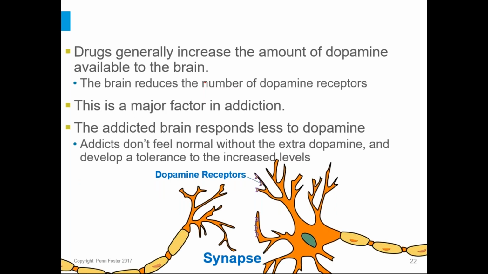So different drugs cause different changes to the process of releasing dopamine, but generally, some way or another, they increase the amount of dopamine available to the brain. As a result, the brain starts reducing the number of dopamine receptors so that it isn't flooded with too much dopamine. And this is a major factor in addiction. Because the addicted brain responds less to dopamine, addicts can feel depressed or sick when the drugs aren't there acting in their system. They need the drugs to feel normal, and they cannot get as high from the same amount of drug.